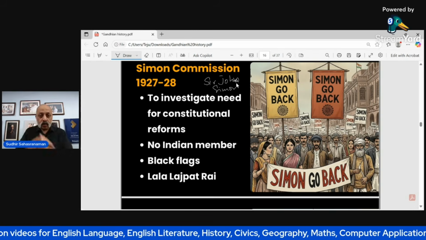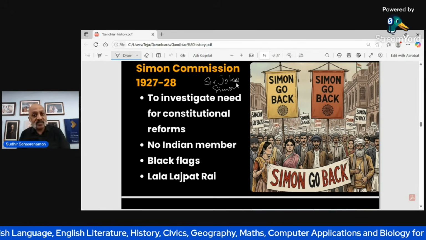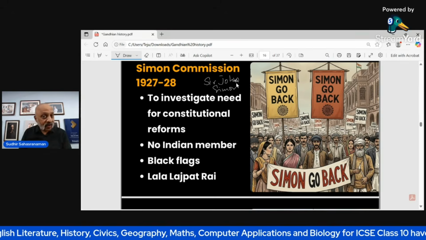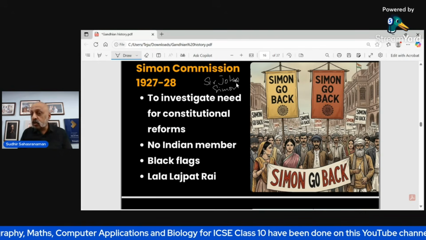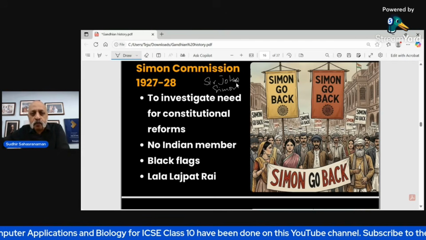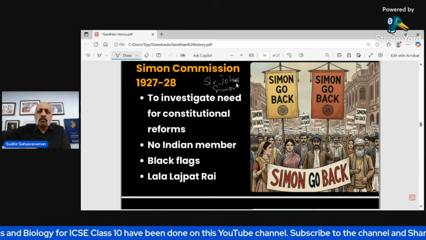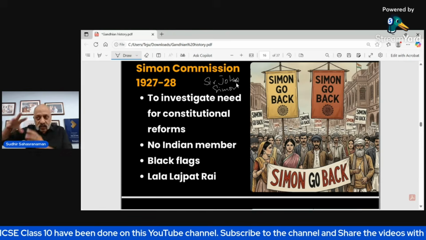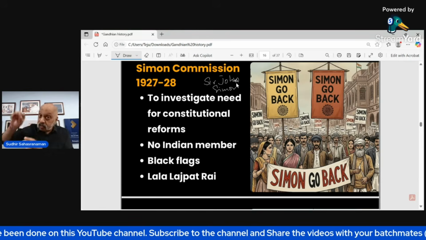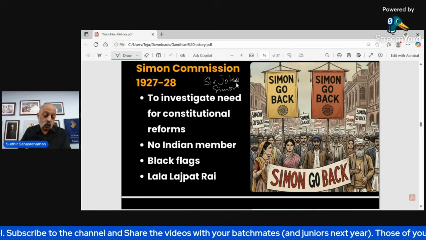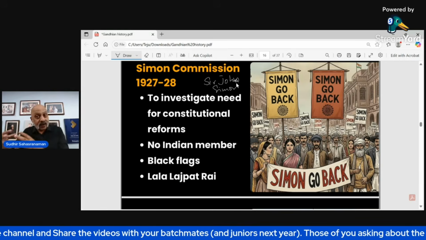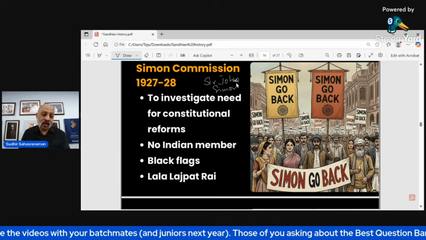That is why you can see the slogan Simon go back. Why were people saying Simon go back? Because his team had come to investigate the need for constitutional reform so that we could give some lollipop to the Indians, saying that okay, we will give you some bit of rights here and there. So they were here to investigate whether they need it, and if they needed, what it is that the Indians needed. That was the basic mandate of this Simon Commission.